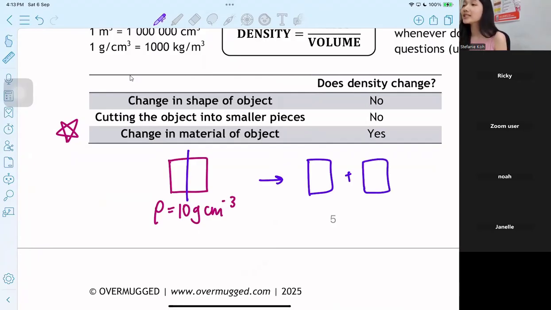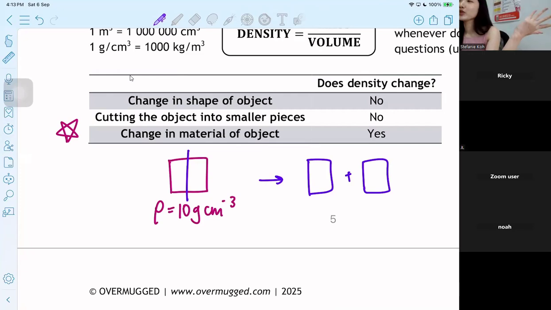Each half, the density would be 5. Who says 5? Raise your hand. A few. Who says 10? A few more people. Who says 2? I don't know where you're going to get 2 from anyway. The answer is 10.